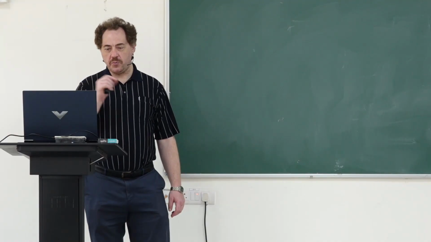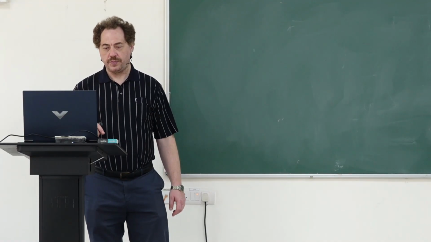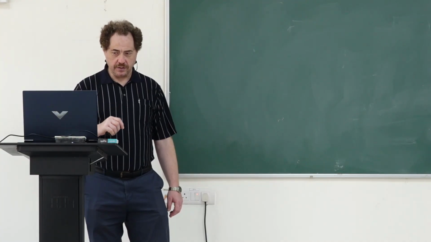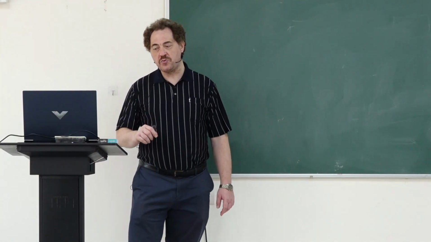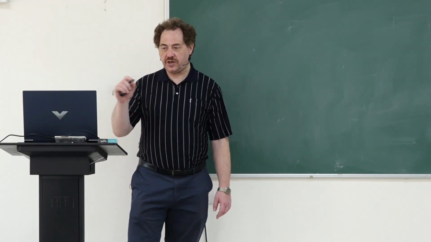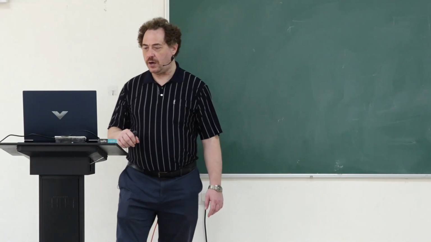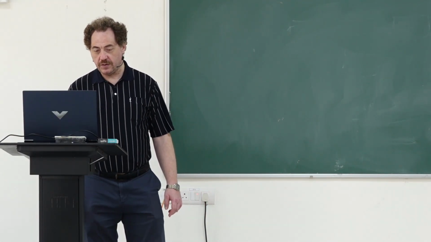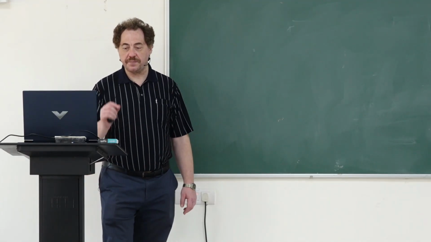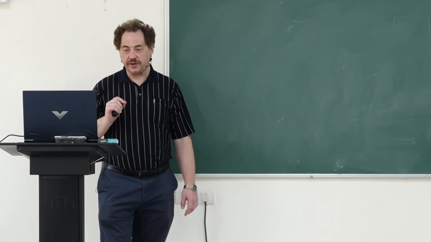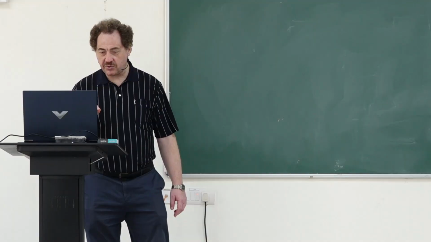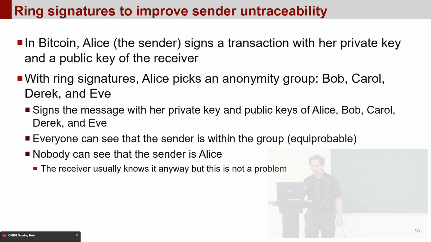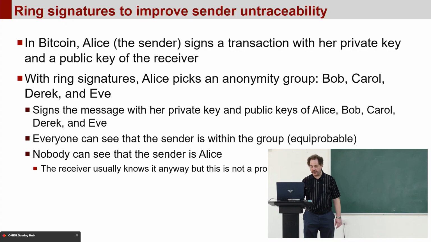Now, in Monero it's different. With ring signatures, Alice, the sender, picks an anonymity group, which consists, say, of four senders, Bob, Carol, Derek, and Eve, and then Alice signs the message in a very interesting way. She signs the message with her private key and the public keys of Alice, Bob, Carol, Derek, and Eve.